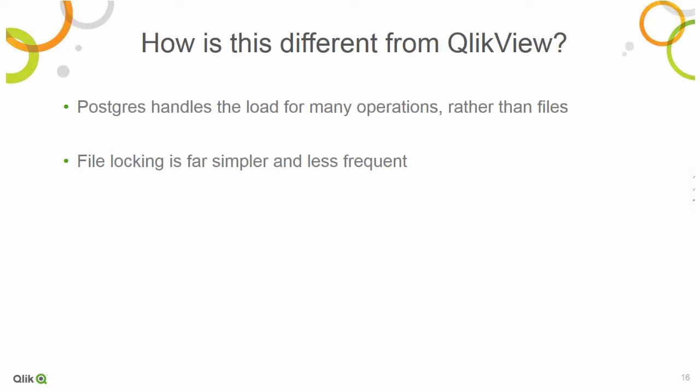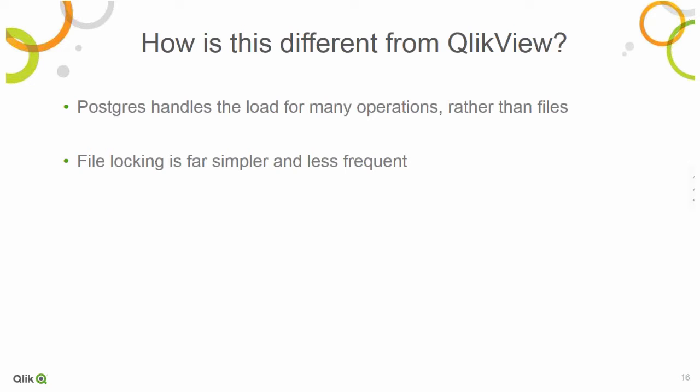Postgres is an actual database. It handles database operations. It can queue processes. It can have some logic to it. If you try to do something bad, it'll complain. So we're not relying on XML files on disk. We're relying on a database to handle the metadata.